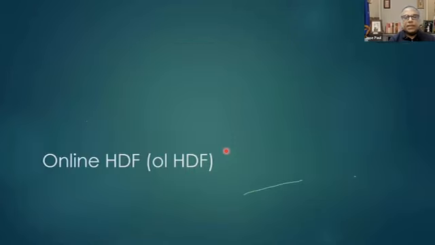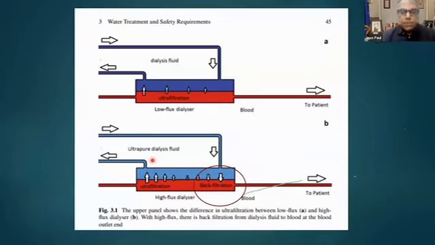Now coming to the technical aspects. What is commonly done is known as online hemodiafiltration, also abbreviated as OLHDF. OL refers to online. One of the first requirements for a patient to undergo online hemodiafiltration is that you should understand what is known as back filtration. This is a dialysis cartridge, and the blood comes into the cartridge. This is the blood compartment, and this is the dialysate compartment.